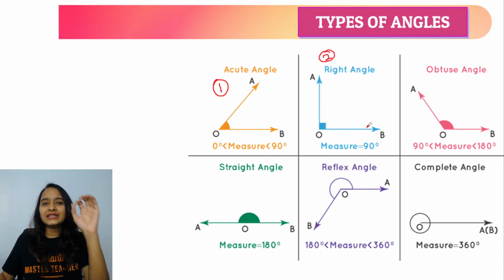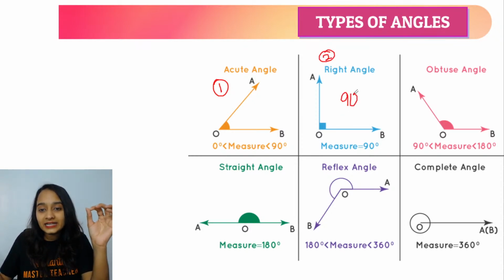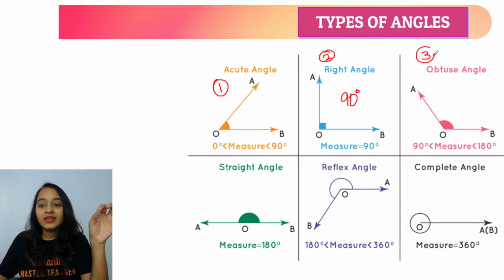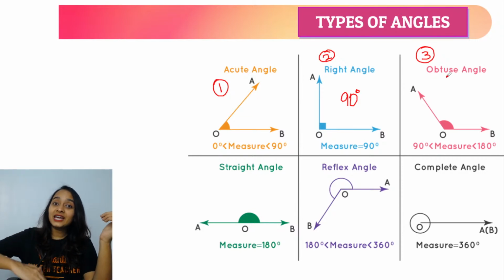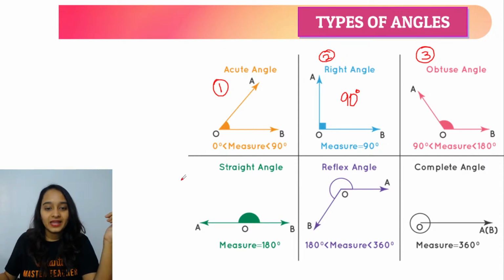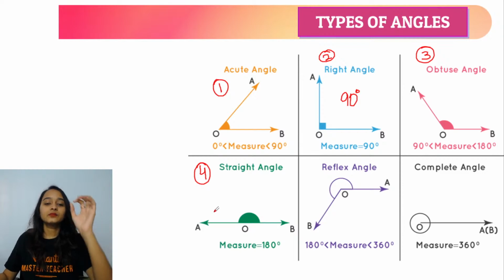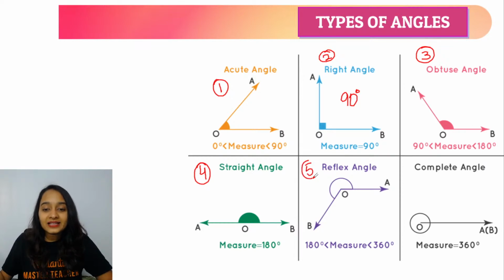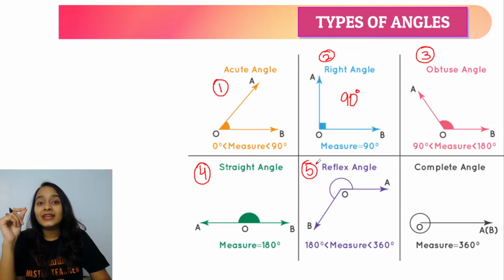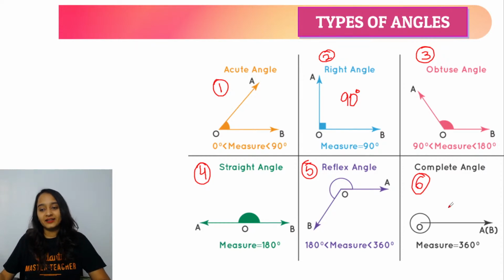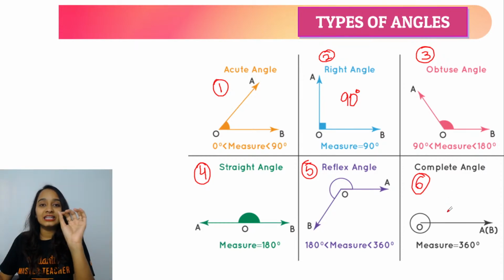All the angles which are exactly equal to 90 degree are called a right angle. And then we have an obtuse angle, angles which are greater than 90 degree but less than 180 degree. And then you have a straight angle where the angle is exactly equal to 180 degree. Then it is a reflex angle, angles which are greater than 180 but less than 360. And then we have a complete angle where the angle is exactly equal to 360.